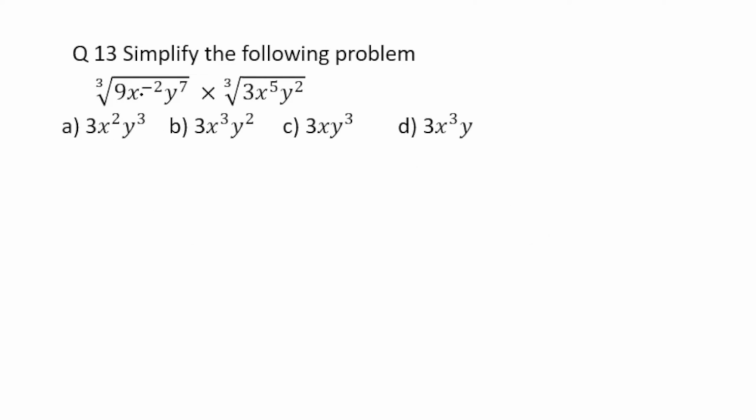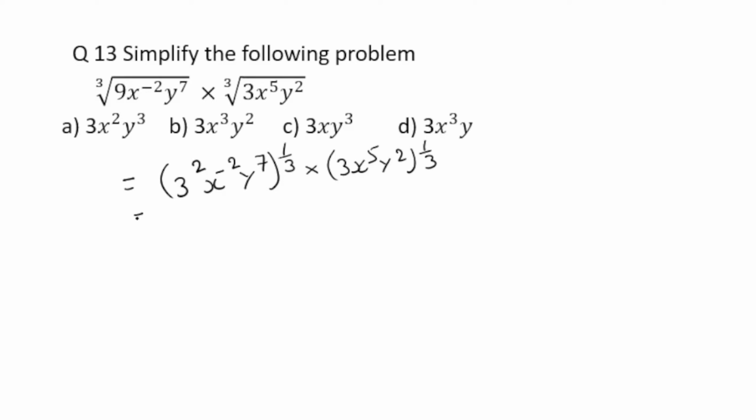This cube root is 1/3 power. And we can write 9 as 3 square. So 3 square x to the power minus 2 y to the power 7, all to the power 1/3, multiply 3 x to the power 5 y square, all to the power 1/3.